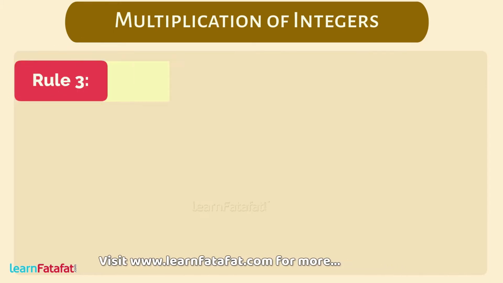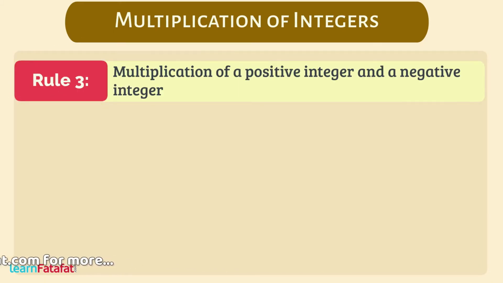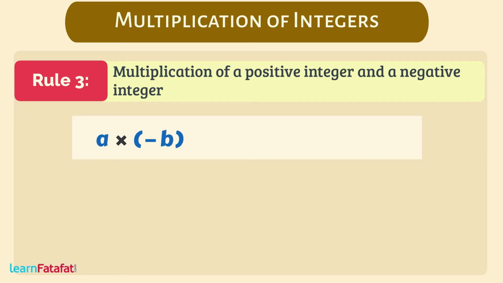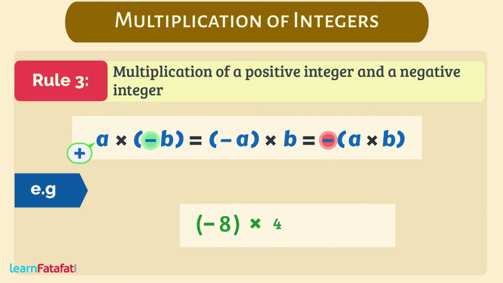Rule number 3. Multiplication of a positive integer and a negative integer. While multiplying a positive integer and a negative integer, we multiply them without considering the sign and put a minus sign before the product. For example, minus 8 multiplied by 4 is equal to minus 32.